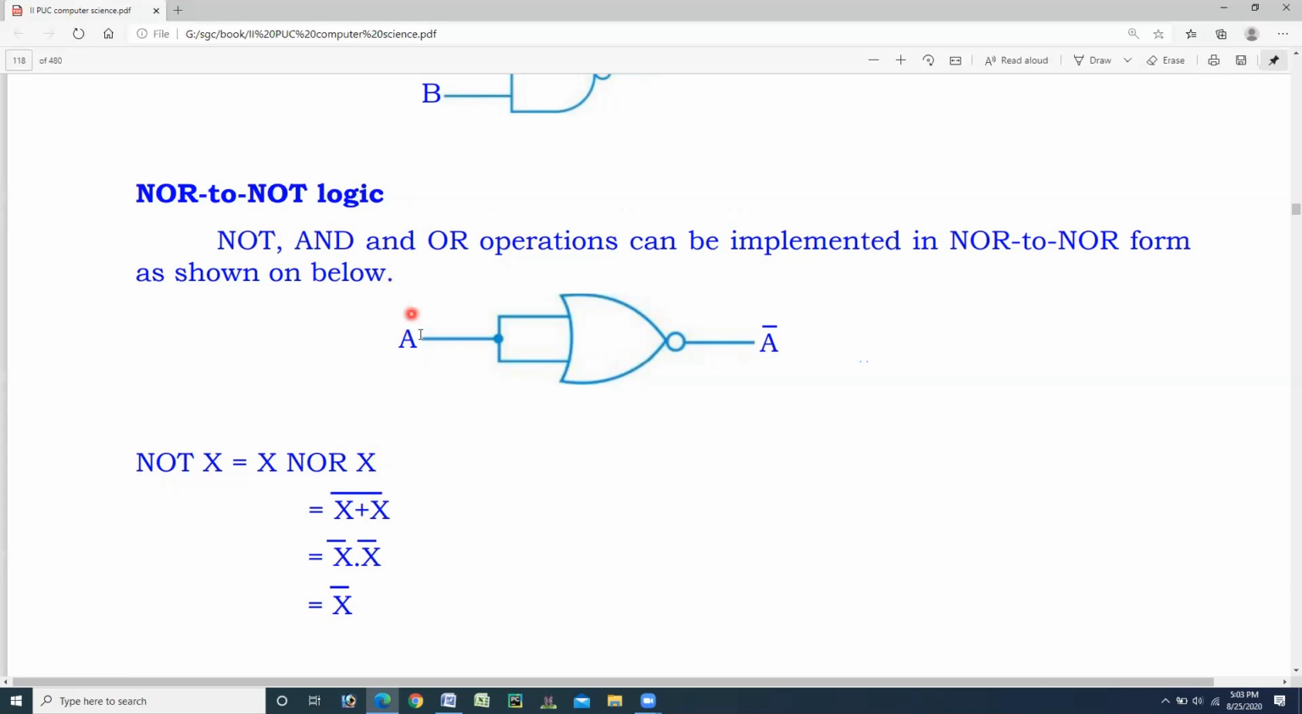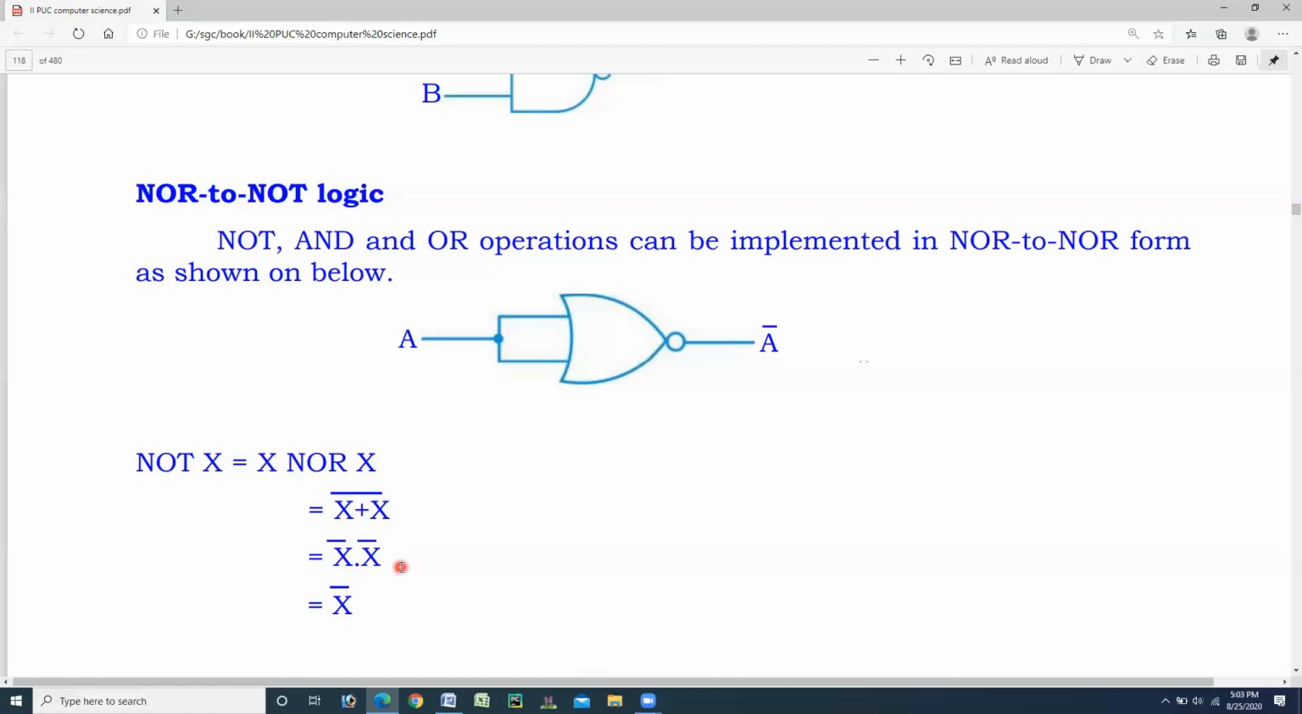So if X is the common input for this NOR gate, then X complement will be the output. So we are taking it here, X NOR X. That is nothing but the output we'll get is (X plus X) whole complement, because NOR is the complement of OR. So the output we are getting is (X plus X) whole complement. By De Morgan's theorem, this can be written as X complement into X complement.